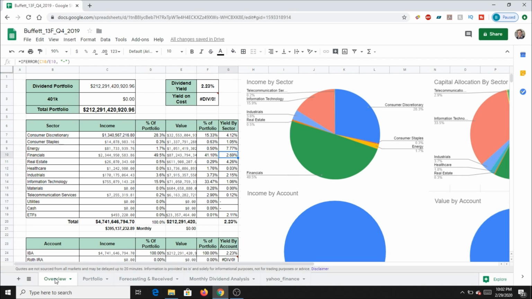And show the fact that he's investing in so many financial positions. I was really taken aback, almost 50% of the portfolio, and I was like, wow. I knew it was a lot, but I didn't know it was that much.